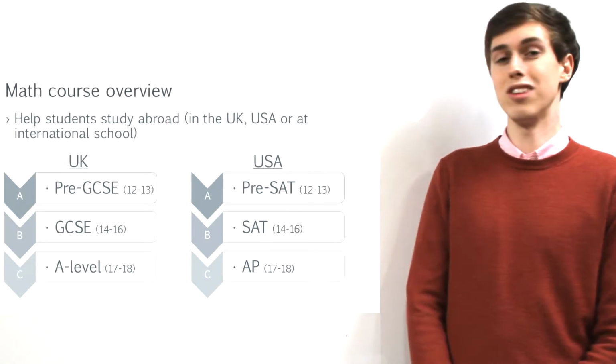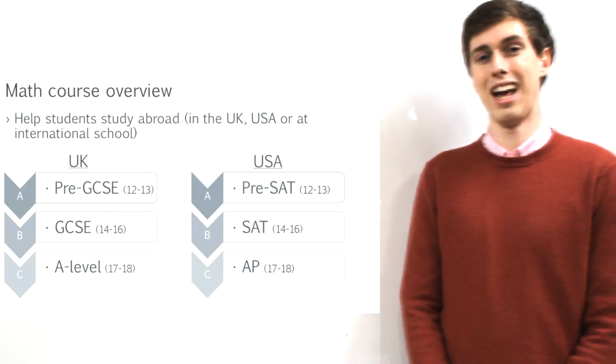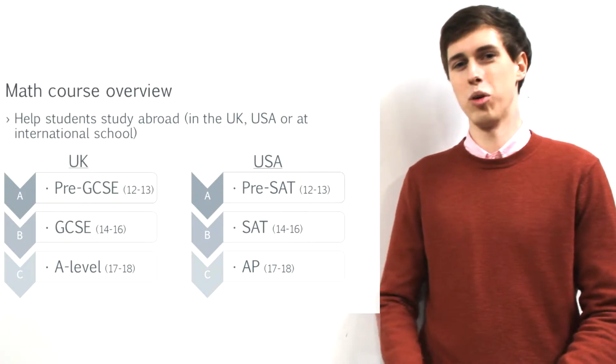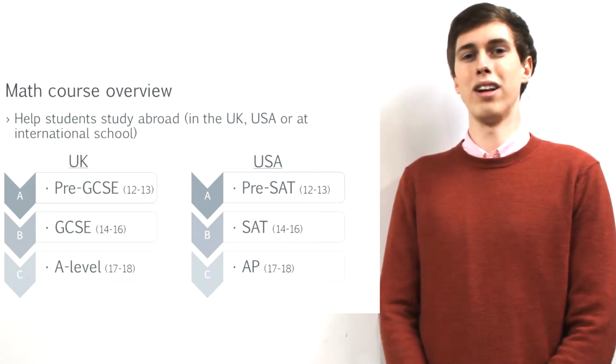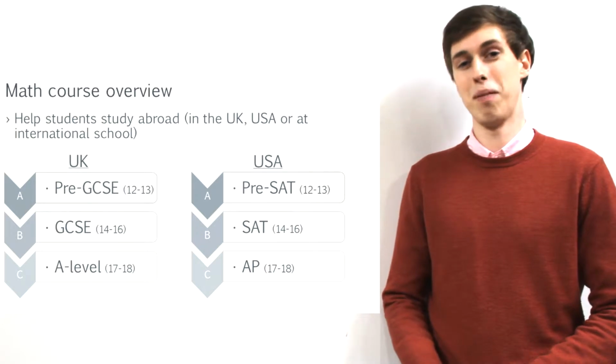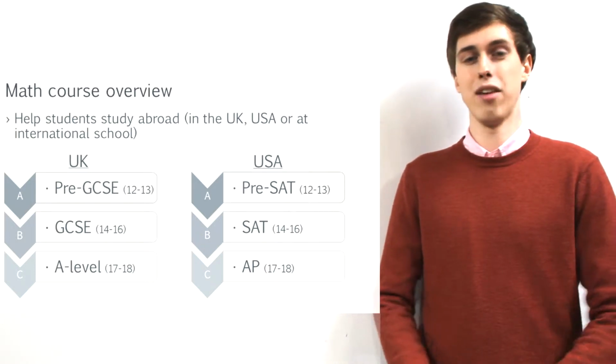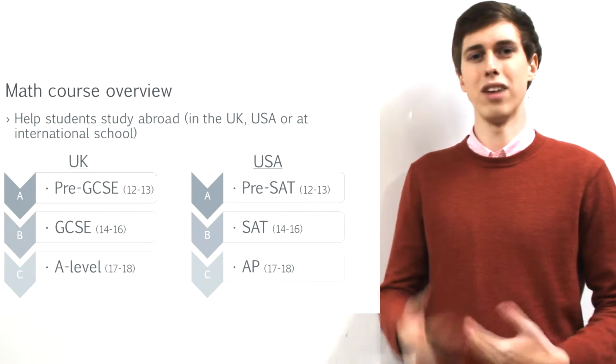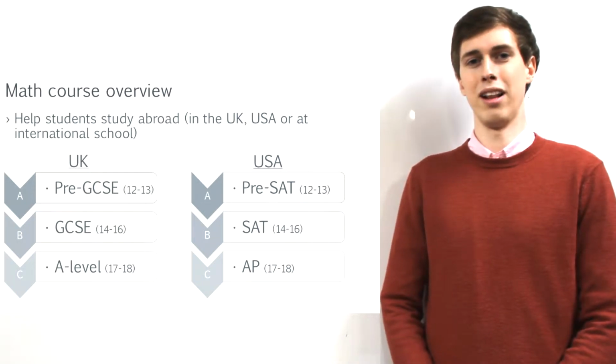And then we move on to the A-level course. Now, the A-level is a modular course. Students will be required to complete 6 math modules to gain a full A-level, and I will describe that a little more in depth a little later on.